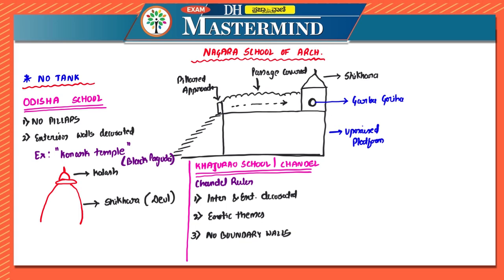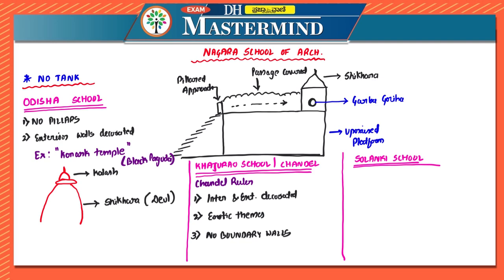The third division in case of Nagara school is Solanki school. It was developed in the Gujarat region by Solanki rulers. For example, you have the Modhera Sun Temple. Solanki branches of Chalukya rulers are also there.